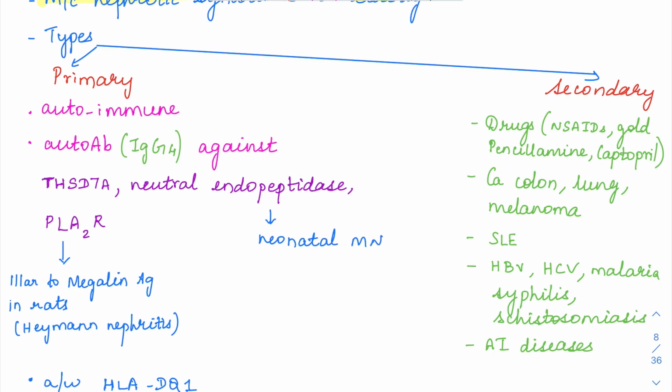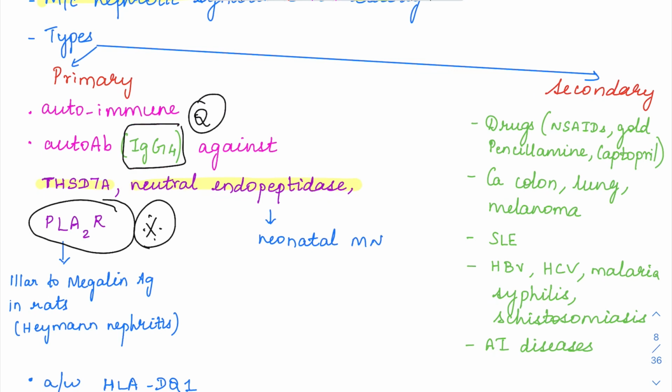These target antigens are nothing but thrombospondin domain 1 7A, so this is THSD7A, or neutral endopeptidase, or the most common one, phospholipase A2 receptor. This is going to be the most important one, phospholipase A2 receptor. Against these proteins, we are going to have autoantibodies, and these autoantibodies are going to be of the IgG4 class. So all of this is very important. IgG4 is going to be directed against thrombospondin, neutral endopeptidase and phospholipase A2 receptor.